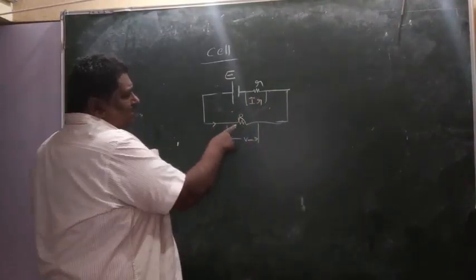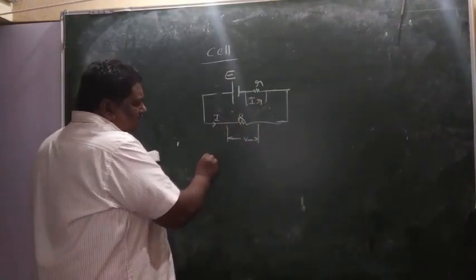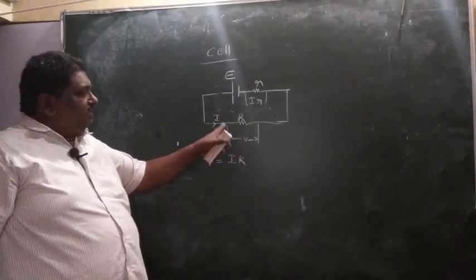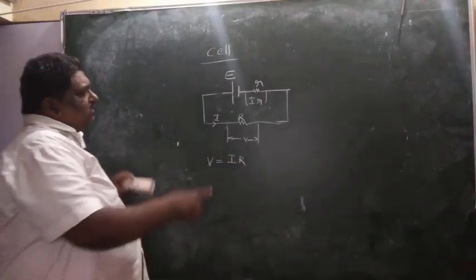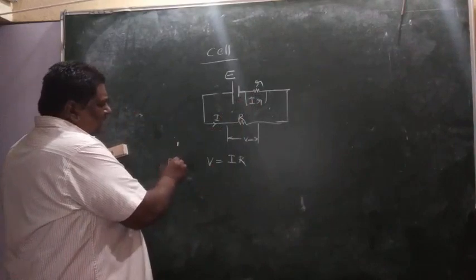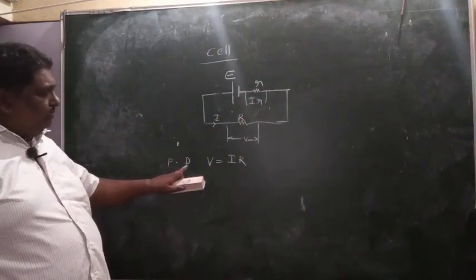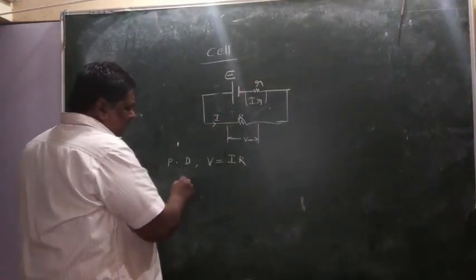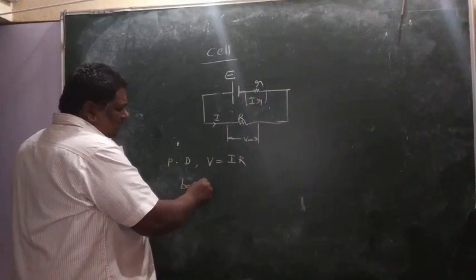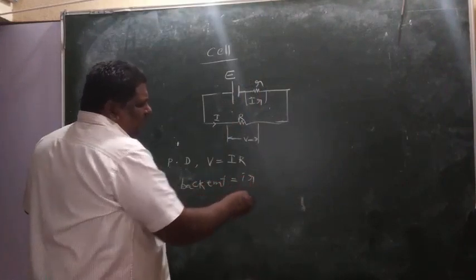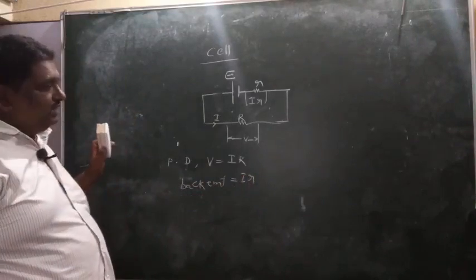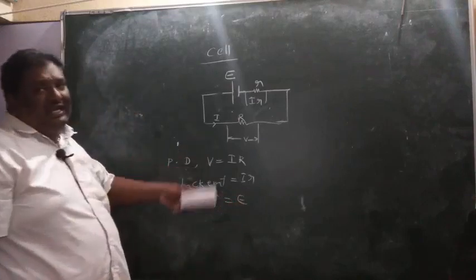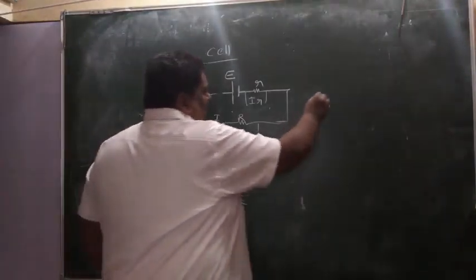Okay, so here the resistance is R, the current is I. What is V? V equals I times capital R. Here V is the current times the resistance. What is the lost voltage, the back voltage? PD equals V, which equals IR. And the lost voltage, back EMF, equals Ir, current times internal resistance. What is the EMF? EMF is equal to E. Then what is the relation? You have supplied E.